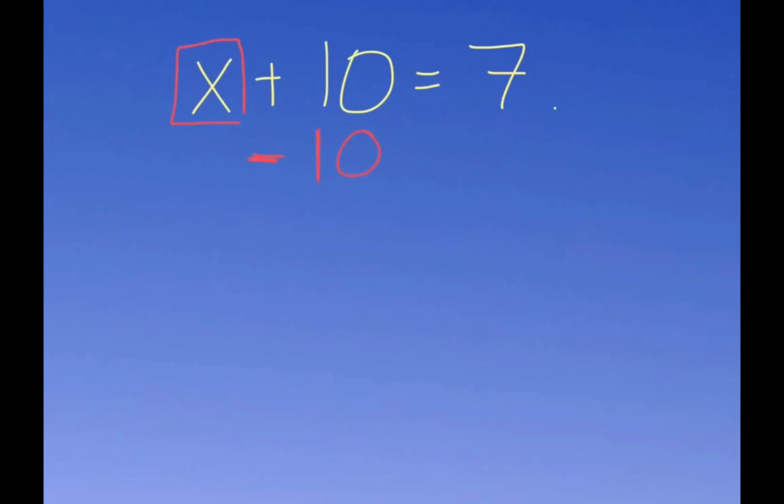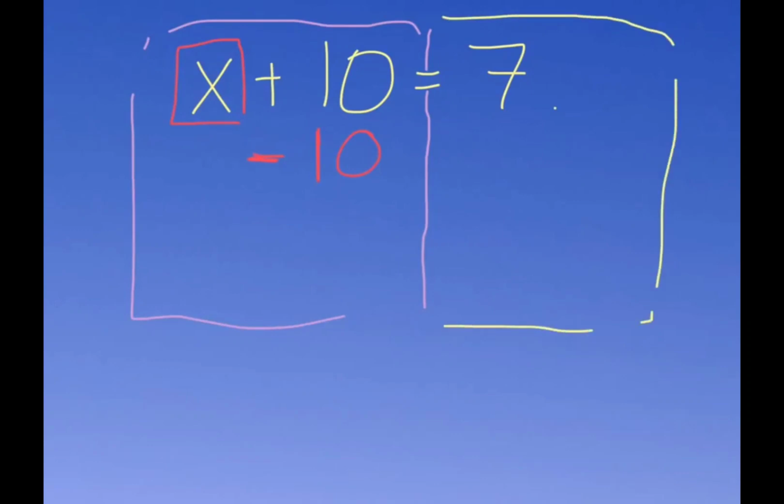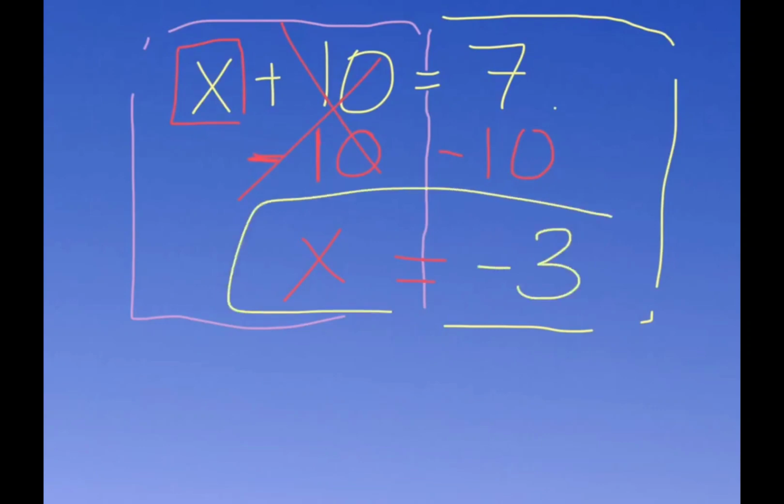Oh, and I forgot to mention the other important rule with algebra, which is equality. We always do the same thing to both sides of the equation. So we've got our left side over here, and this would be our right side over here. If we are subtracting 10 from the left side, we're going to do the same thing to the right side. Now this plus 10 and minus 10 cancel out, and you're left with x equals 7 minus 10, which is negative 3. So that would be our solution for that equation.